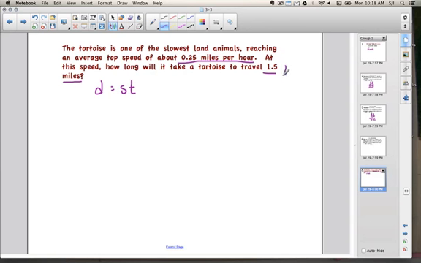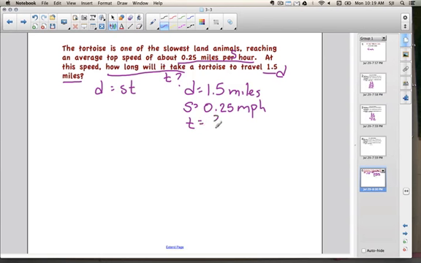So this is d right here, and this is the speed. And right here, how long will it take? That is the time, and that is our question. That's the thing we don't know. So d equals 1.5 miles, and s equals 0.25 miles per hour, and t, we don't know. We're going to figure that out.